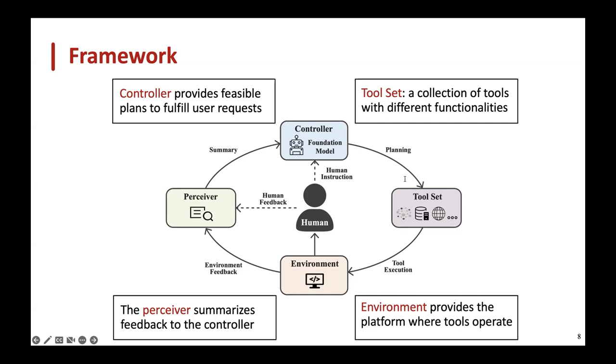So the last component is the perceiver. The perceiver is responsible for processing the user and the environment's feedback, to generate a summary for the controller. A simple form of the feedback processing includes formatting the feedback using a pre-trained language model. So the summarized feedback is then passed to the controller to assist its decision making. By observing this feedback, the controller then can determine whether the generated plan is effective and whether there are anomalies during the execution that need to be addressed.